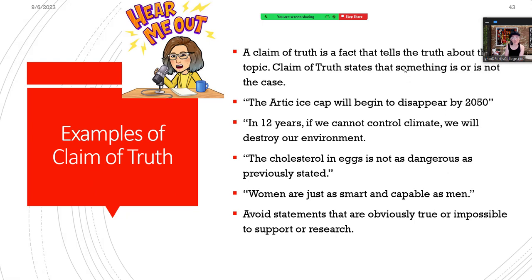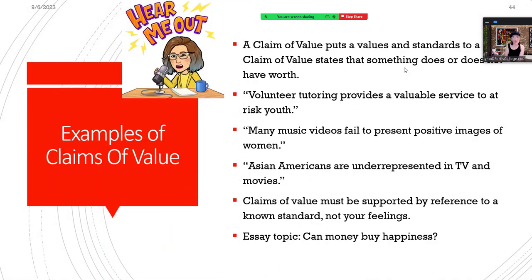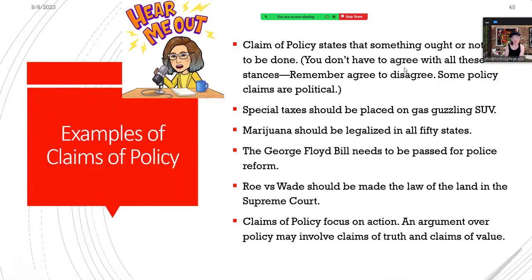So a claim of truth: the Arctic ice cap will begin to disappear by 2015. A claim of truth states that something is or is not the truth. A claim of value puts value and standards to something: volunteer tutoring provides a valuable service to at-risk youth. So those are claims of value.